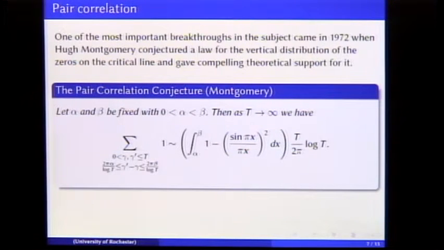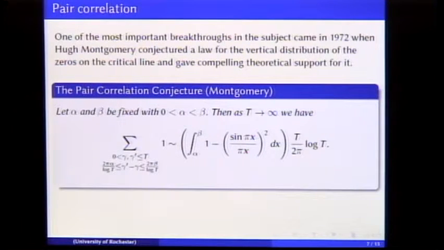So the physicists probably all know about this sort of thing with eigenvalues, and you'll see a lot about this later in the week. So the average gap between ordinates is 2 pi over log t. That comes from that N(T) formula, T over 2 pi log T. And if the zeros were just uniformly distributed on that scale, then the right-hand side here would be the integral from alpha to beta, if you want to count differences between alpha times the average to beta times the average. You'd just integrate 1 times T over 2 pi log T.